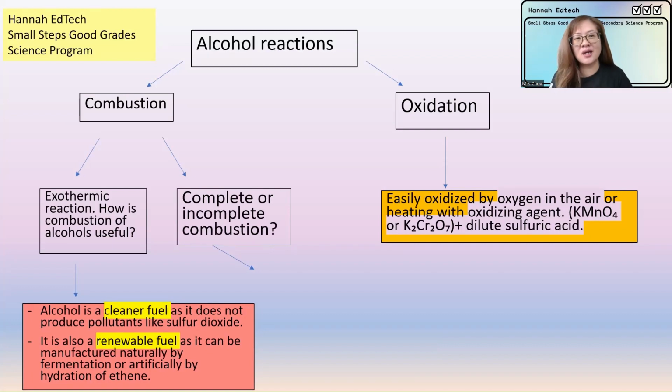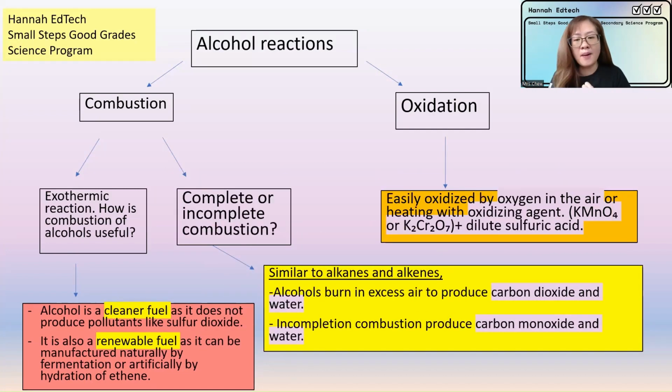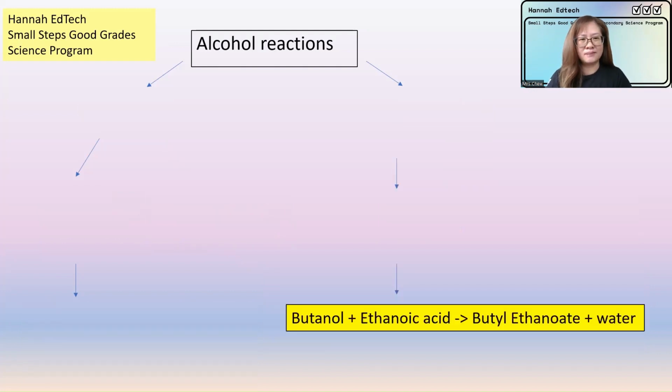For the chemical reaction, read your question properly and ask yourself whether it is complete or incomplete combustion. The question says that it is in an enclosed small room. It is referring to insufficient oxygen, hence incomplete combustion. So alcohol burned in excess air produces carbon dioxide and water for complete combustion. Incomplete combustion will produce carbon monoxide and water.